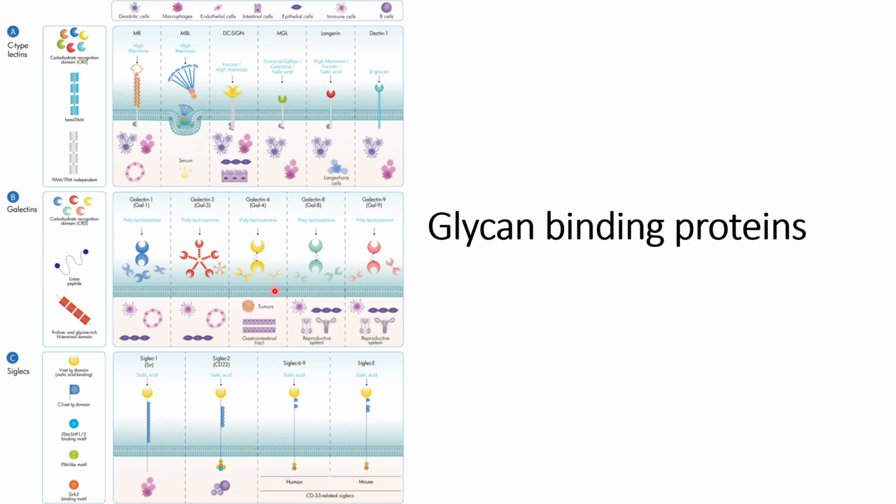And where they are usually found: galectin 4 is usually found in tumor cells, whereas galectin 8 is usually found in the reproductive system, and galectin 9 is also found in the reproductive system.